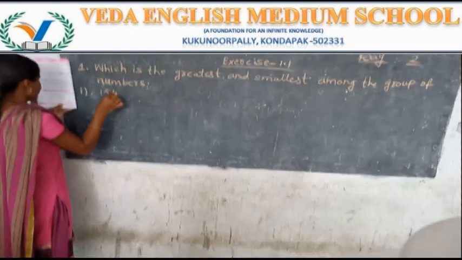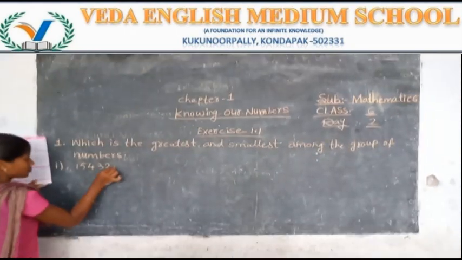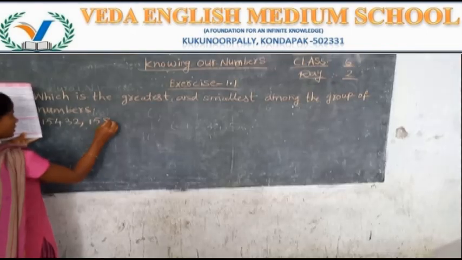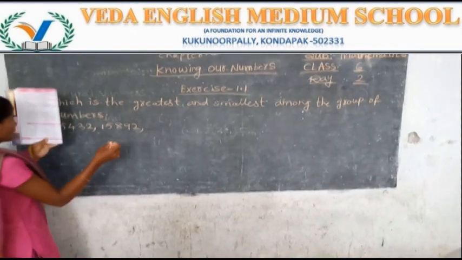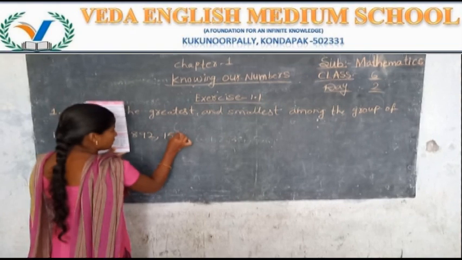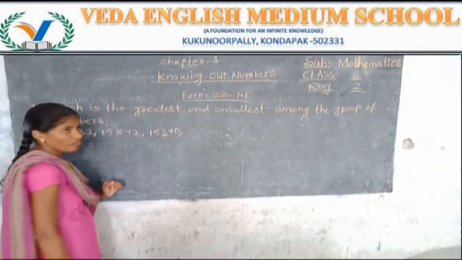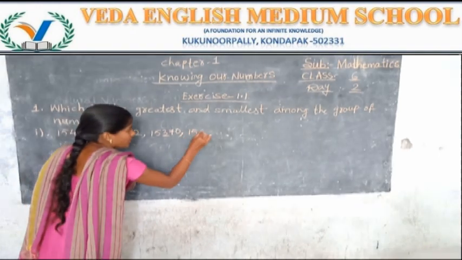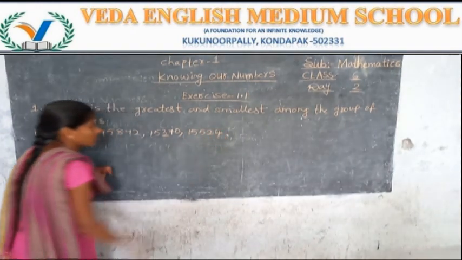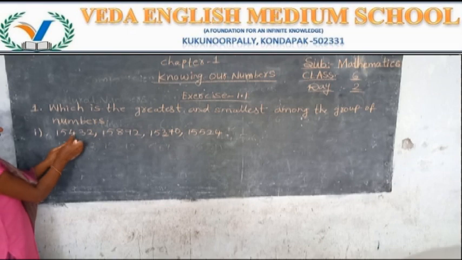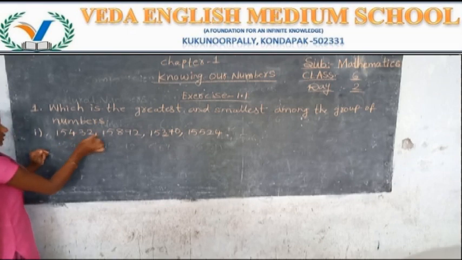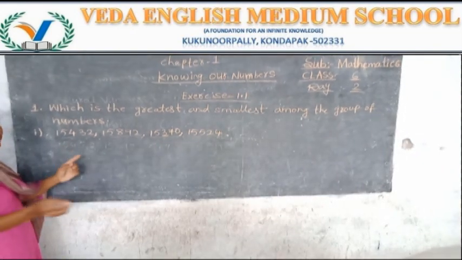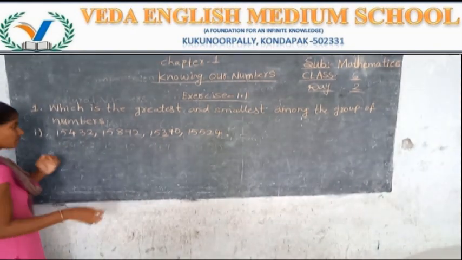15432, 15892, 15370, 15524. Okay, done. Now we have to find how many numbers are there. It is 1, 2, 3, 4. We have 4 numbers. Out of these 4 we have to find what is the greatest number and what is the smallest number.